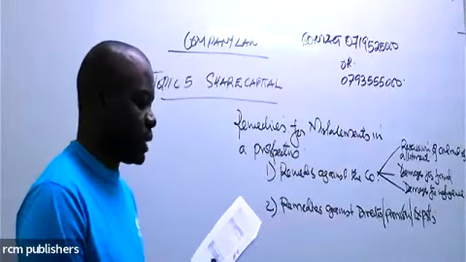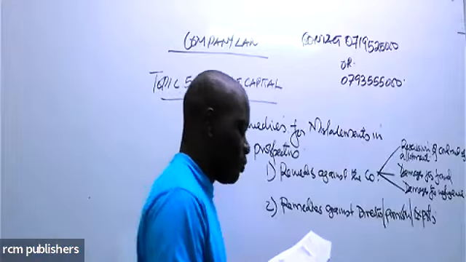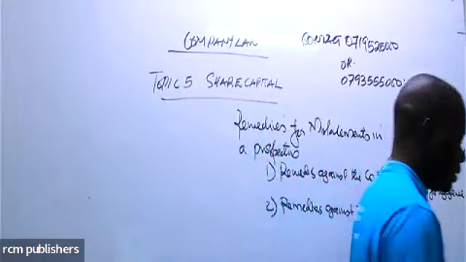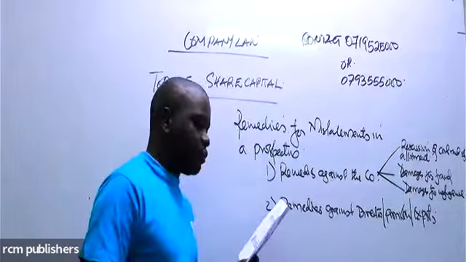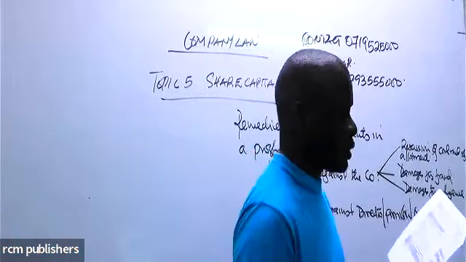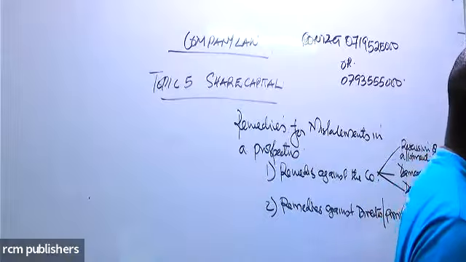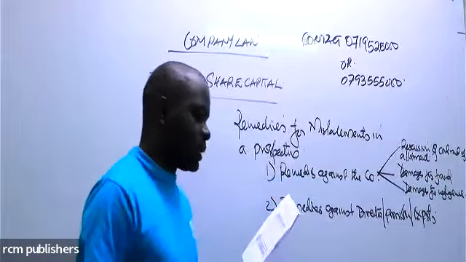So we are supposed to start at this point of remedies against directors, promoters, or experts. These remedies are available to a misled investor, whether he cancels or rescinds a contract or not. The following persons are liable to an investor for any misrepresentation in the prospectus.